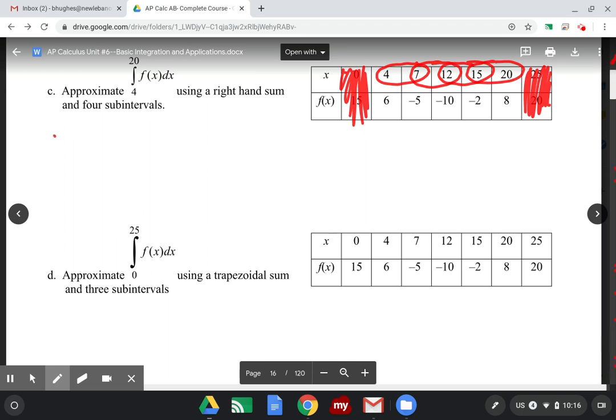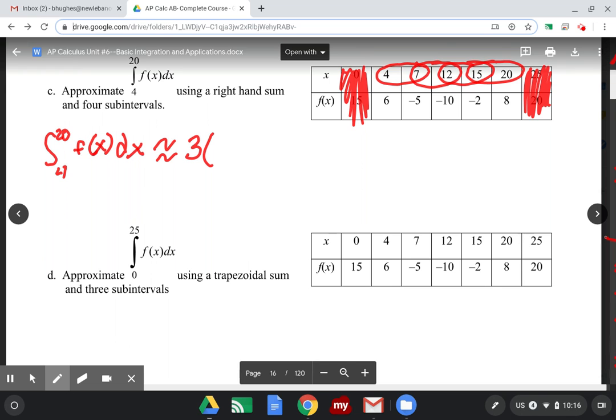So I'd have the area from 4 to 20 of f of x dx is approximately, let's see here. The width of the first rectangle from 4 to 7 is 3 units wide. And now we're talking about a right-hand sum. I have to find the height of the rectangle from the right-hand side, which would be negative 5.